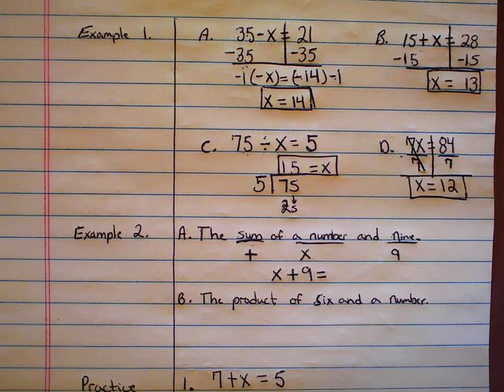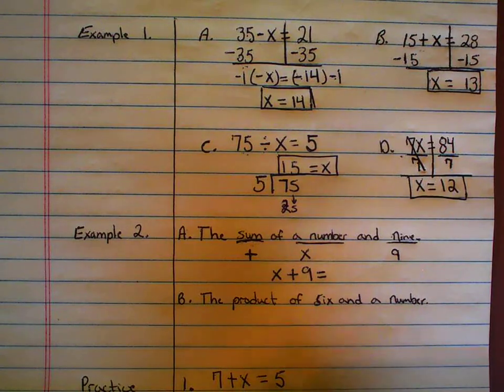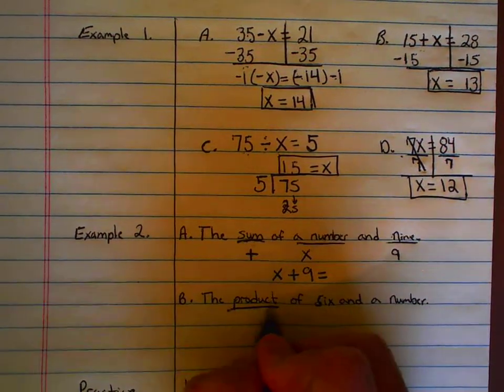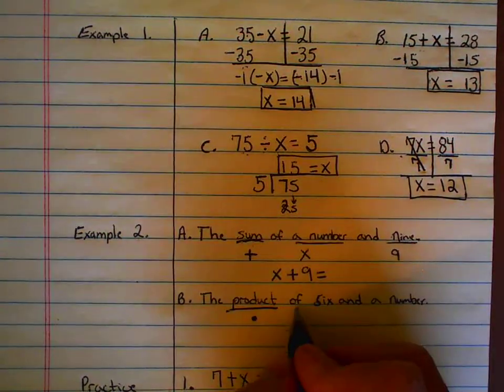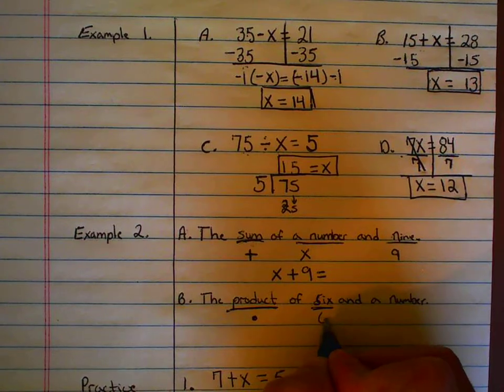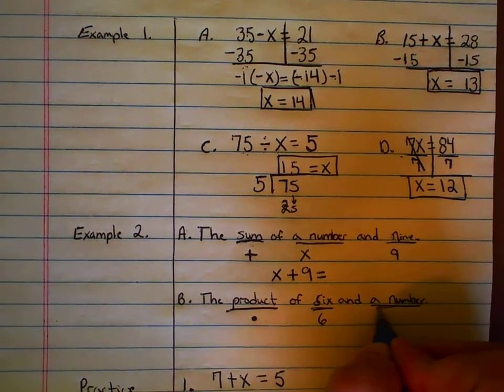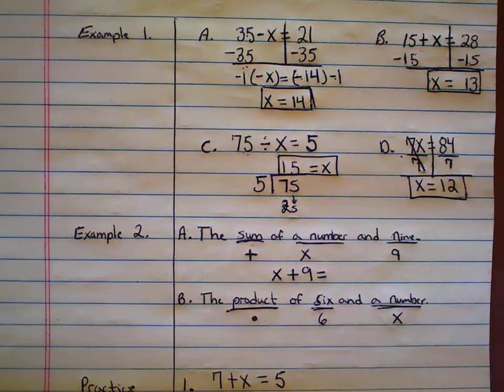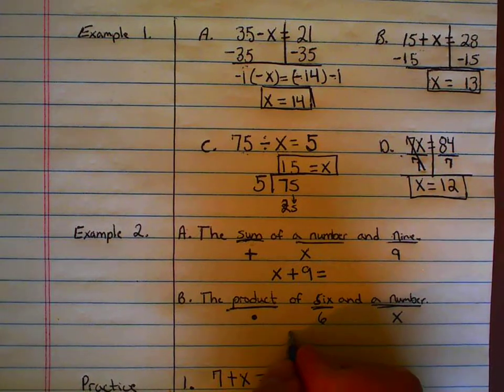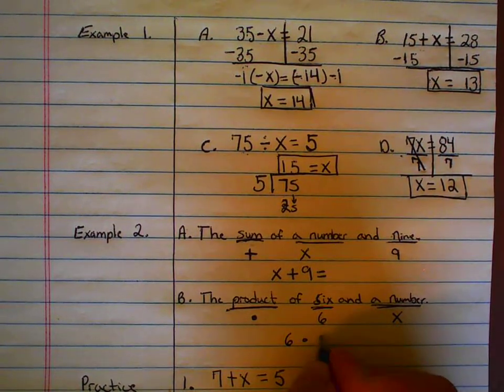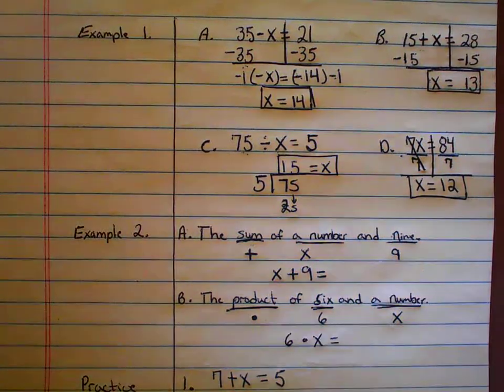And you see where I pulled the information from. This is a little bit trickier. Okay? Reading and pulling the information is hard. Alright? Now I'm looking at B. I'm going to look at the product. Remember, product means to multiply. I'm going to use a dot, not an X. Multiply of 6, which is the number 6, and a number. Again, we're going to use x because we don't know what that is. So the product of 6 and a number. Because 6 comes first, we're going to say, hey, 6 times our number. That's what we're looking for.